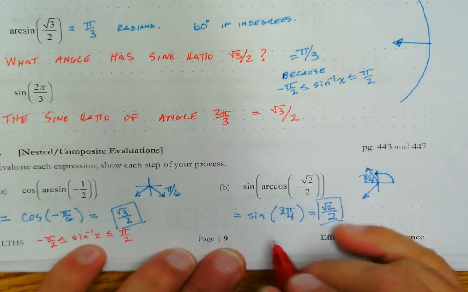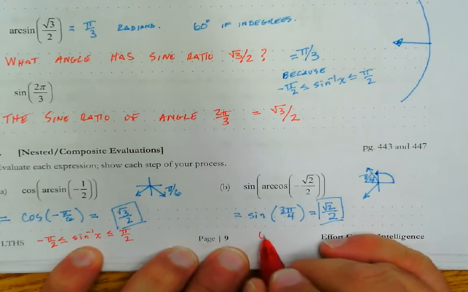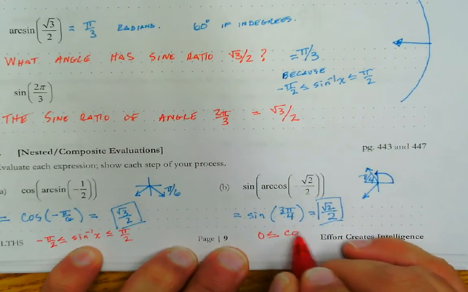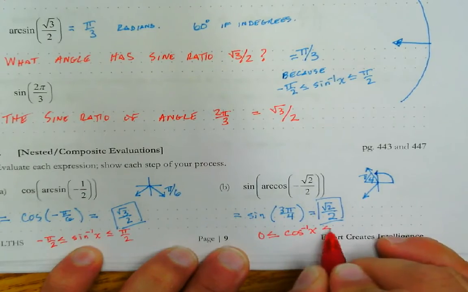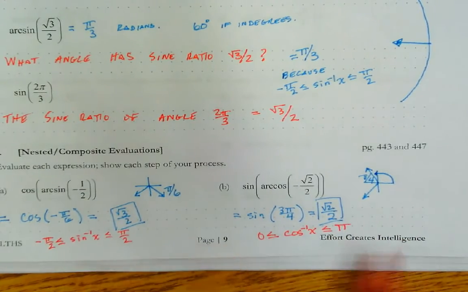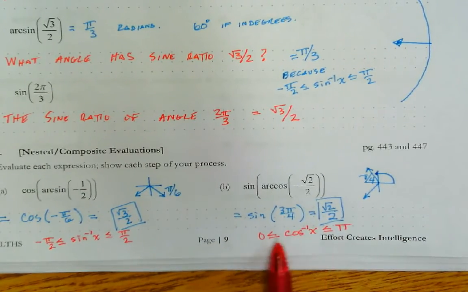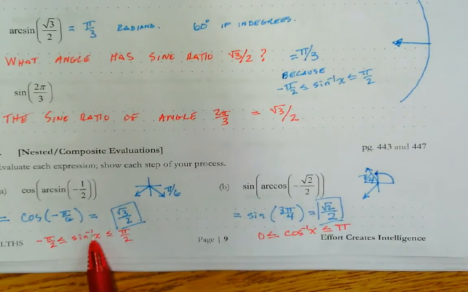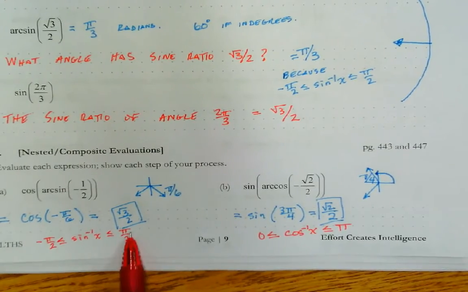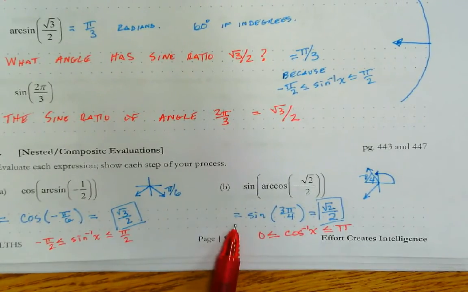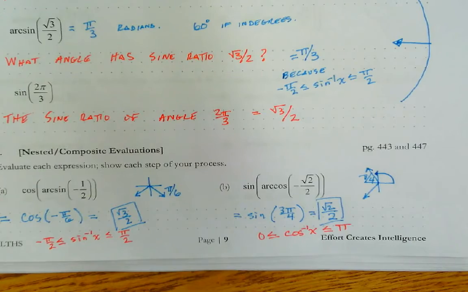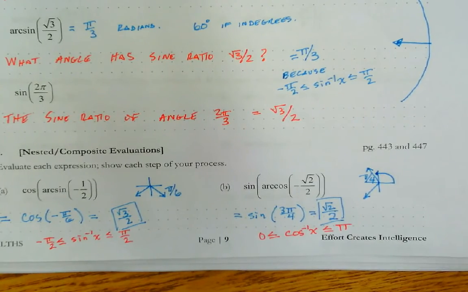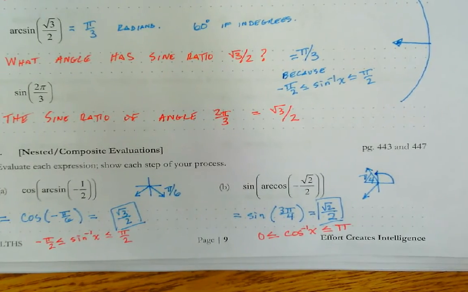And once again, I have to recall the restriction for my inverse cosine: between 0 and pi, and my inverse sine between -pi/2 and pi/2. It's very, very important to get the practice. Make sure that you're taking the time to practice and asking questions for clarification.